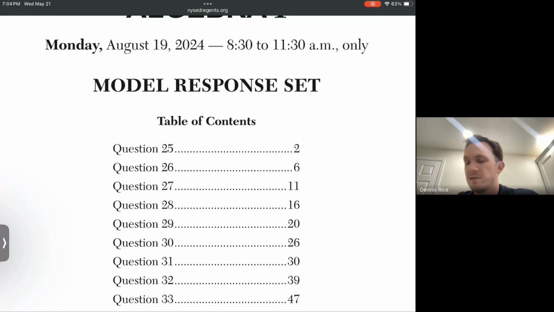The model responses are really nice, and the reason I like to show them to you is that it gives you an idea of how the point breakdown works. Sometimes we are a little surprised. We go, oh wow, that got a 3 out of 4, or oh wow, they took off for that, or they didn't take off for that. So sometimes it is interesting to see how things are scored.